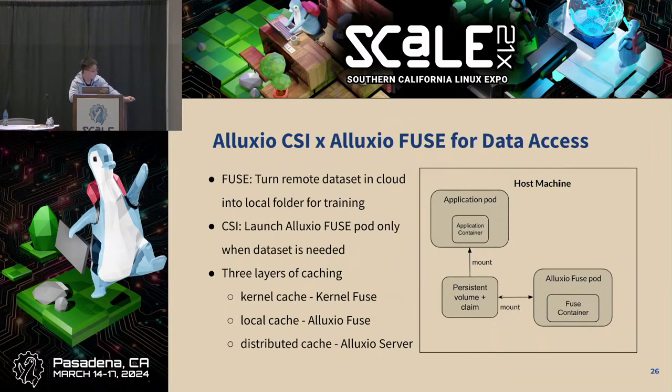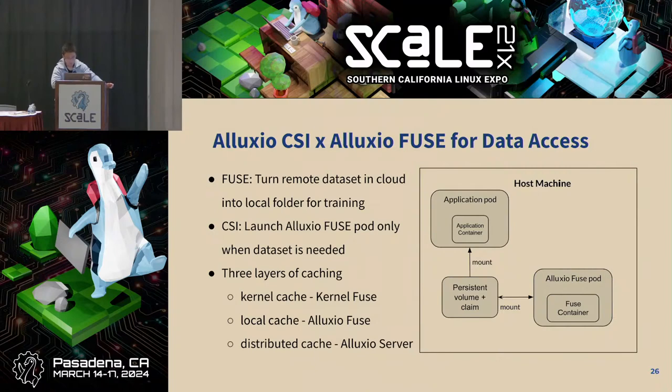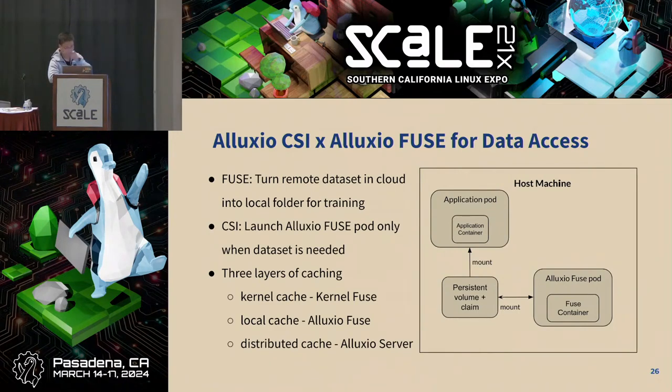So on the right side, this diagram shows the architecture of how the application pod can access data from Alluxio Fuse. On this host machine, the application pod is basically just the training pod, where the training Python or whatever training is running. It uses the persistent volume and persistent volume claim to be mounted inside itself so that it can see the data inside this persistent volume claim. Then an Alluxio Fuse container runs the Alluxio Fuse process, which mounts the data inside Alluxio onto the host machine, so that by this two-step mount, the application pod is able to see the data exposed by the Alluxio Fuse process.